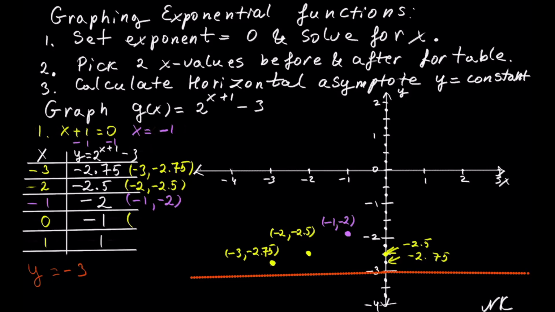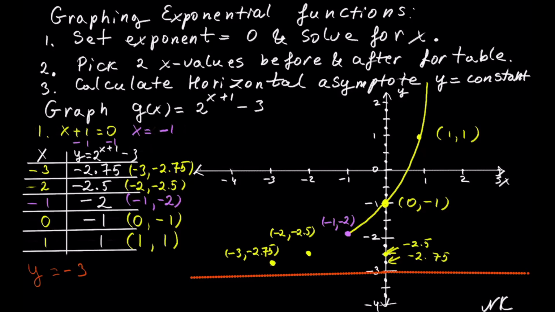The next point we have is when x is 0, y is negative 1. We have a point here. And the last point is at x equals 1 and y equals 1 as well. So at 1, 1, we have the last point. From the center point, the values keep rising exponentially, and before it, the values get really small and begin approaching the horizontal asymptote. And this is our exponential graph.